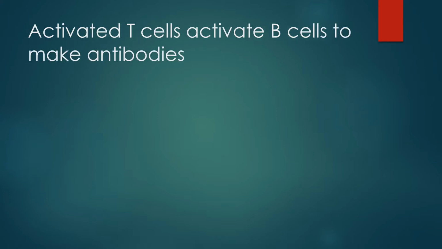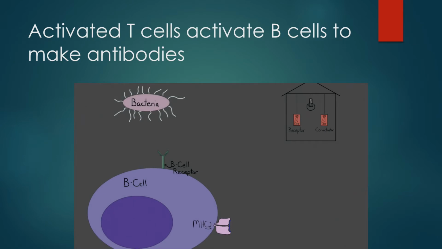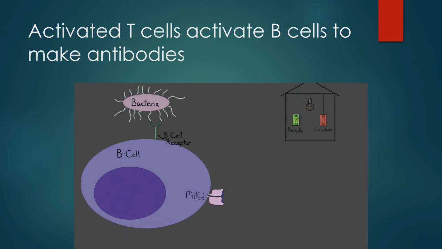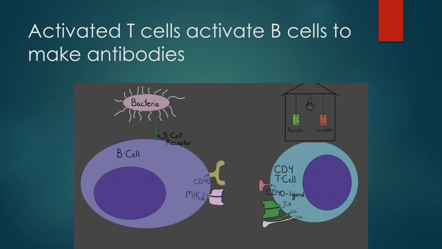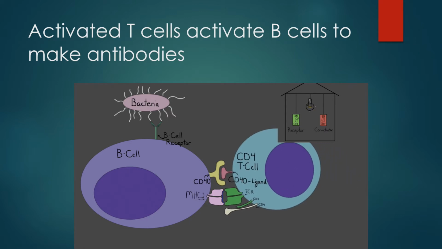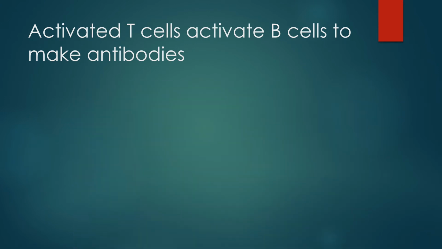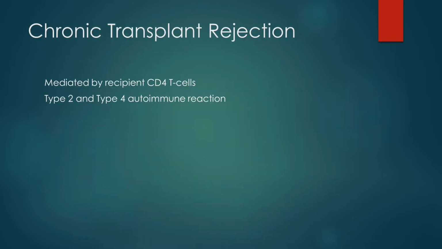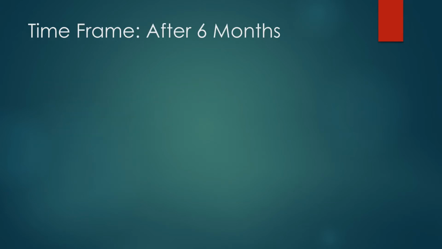Activated CD4 T cells are then capable of activating any B cells which express a B cell receptor against a portion of the donor MHC protein. Please refer to the video on adaptive immune activation if this process is still unclear. In this manner, the CD4 T cells activate B cells to secrete antibodies against the MHC molecules on the donor cells. This process is a mixed type 4 and type 2 hypersensitivity reaction where antibodies generated against the donor MHC eventually lead to vascular smooth muscle proliferation and interstitial fibrosis. The process takes a long time, and chronic rejection is classically considered to be rejection after 6 months.